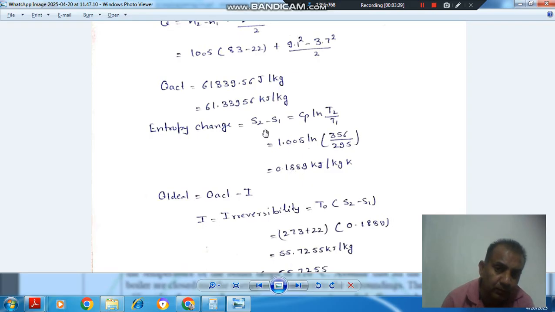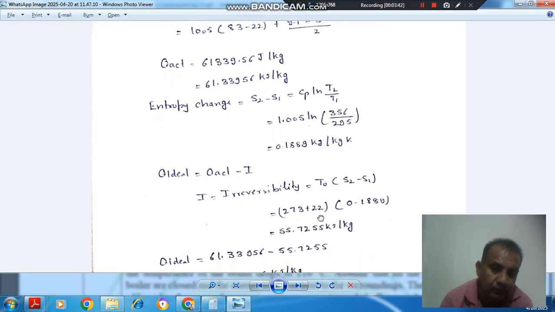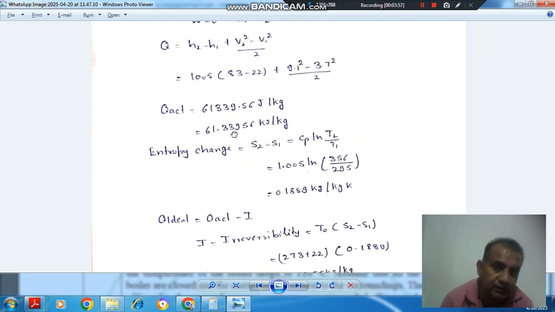And from this entropy change we can calculate irreversibility. So we multiply this entropy change with ambient temperature, that is given as 22 degrees Celsius or 273 plus 22 Kelvin. So we can calculate irreversibility, that is 55.7255 kilojoules per kg. So this is your irreversibility, and actual heat added we have calculated to raise this temperature from 22 to 83.